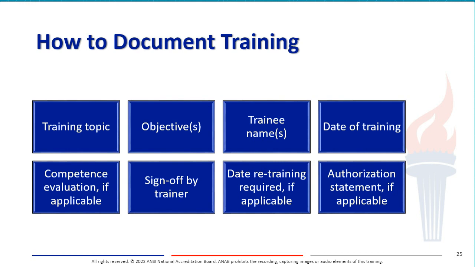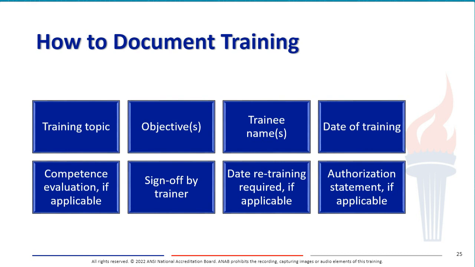The training topic is an important one. This will be used to quickly identify the competence that is being addressed. Is the training topic the title of a procedure, the name of a process, an activity? Having an objective is always a good idea as well, and is often left off of training records. Document what the point of the training was, such as this training provides trainees with the necessary competence to perform activity X. Obviously, the trainee or trainee's name should be included along with the date of training.